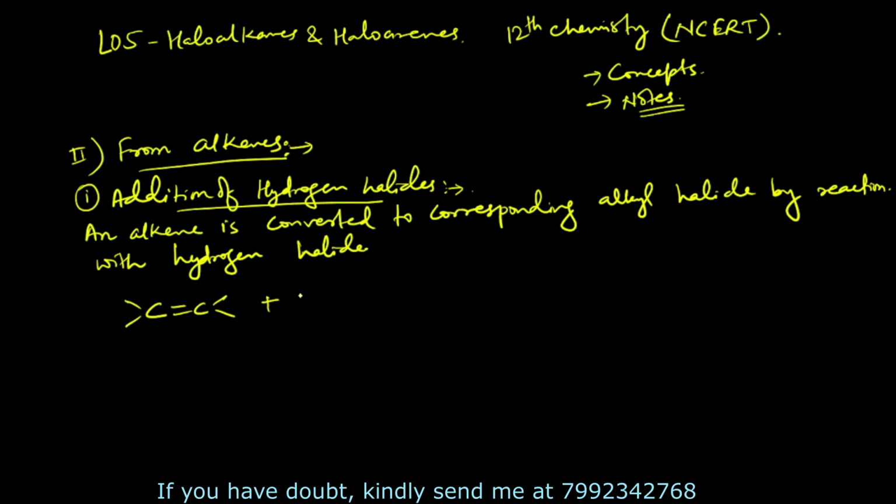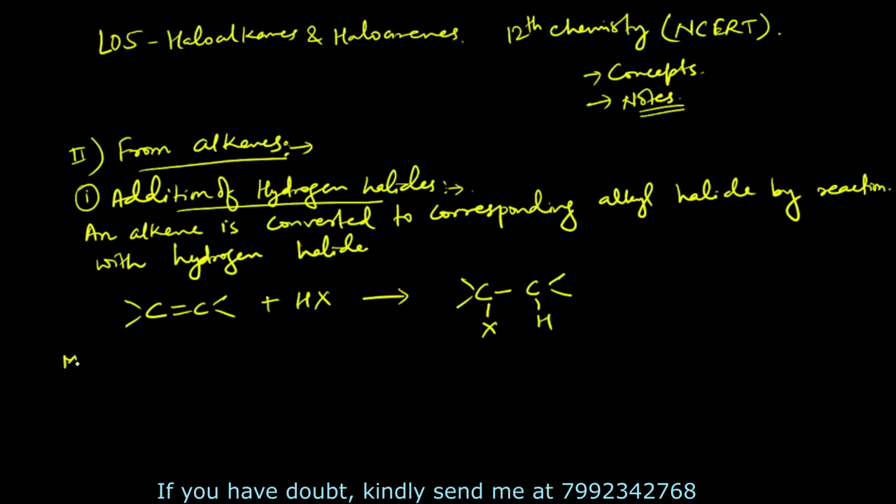And it is reacting with hydrogen halide. This can be HCl, HBr, HI, HF. So what is the product you are getting? Carbon, carbon, correct? Here it will be X, here it will be H. So halide and hydrogen both are added over here.